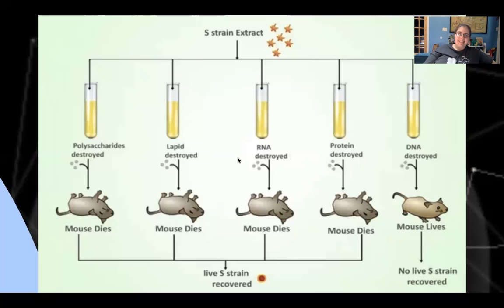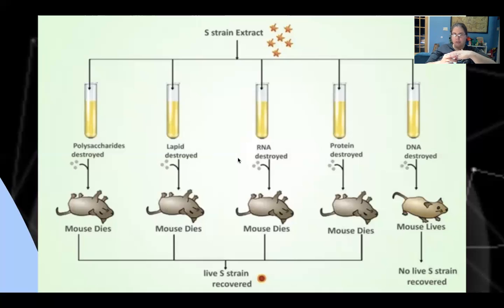Then they destroyed the DNA of the smooth strain cells. And what do you know? This time the mouse survived, and when they took blood samples from the mouse, there was no live smooth strain reported, which means that the rough strain wasn't able to incorporate something from the smooth strain in order to transform the rough strain into the smooth strain.